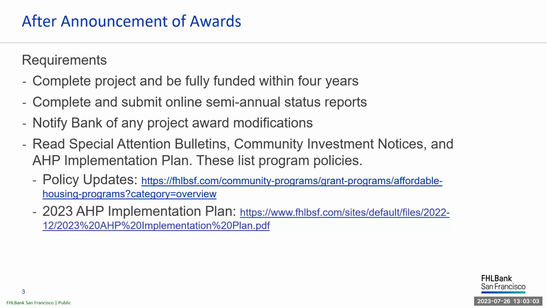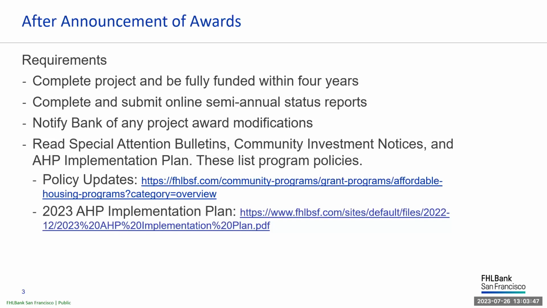So after the announcement of an AHP award, a project has 4 years to complete construction. The bank tracks construction progress by asking sponsors and members to complete an online semi-annual survey twice a year until the project is deemed complete, which is defined as having all home buyer loans in escrow closed and having the AHP subsidy fully dispersed. As it gets closer to the 4-year deadline, we will follow up on the semi-annual status report for more information on the project. If there is a change in staff, please notify the bank so that we can update our records with the most current contact person's information.